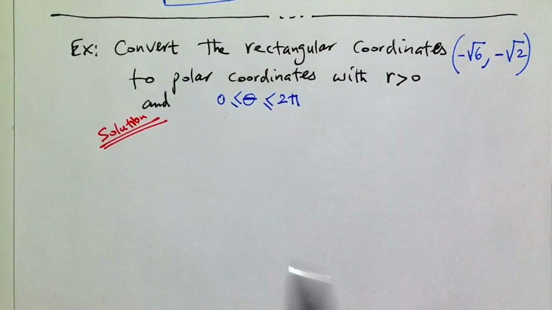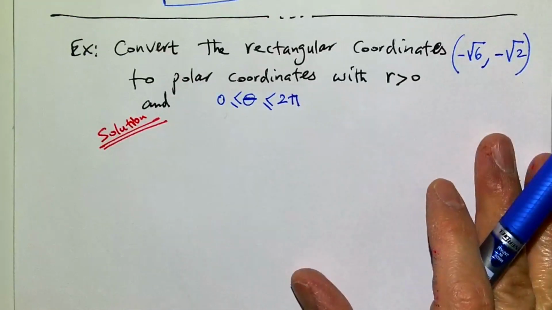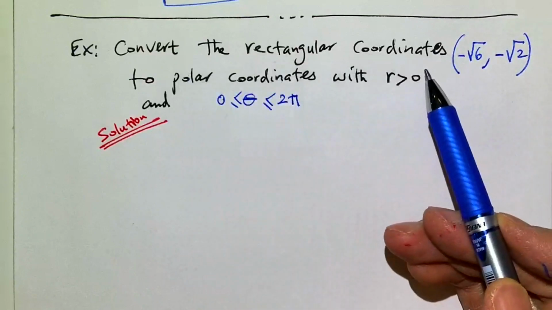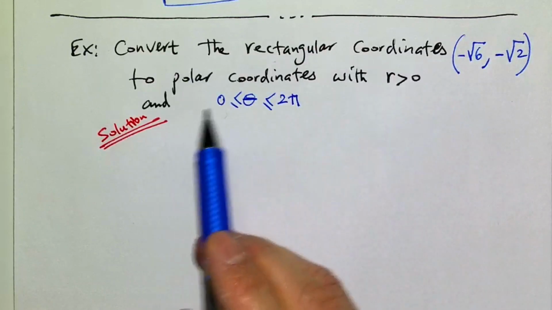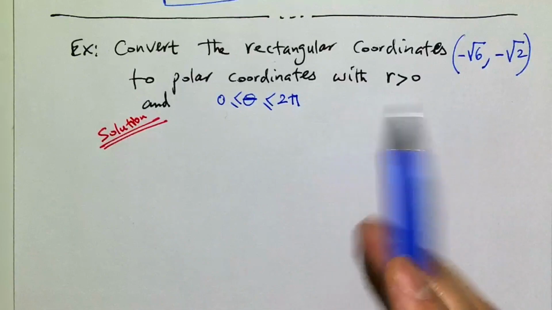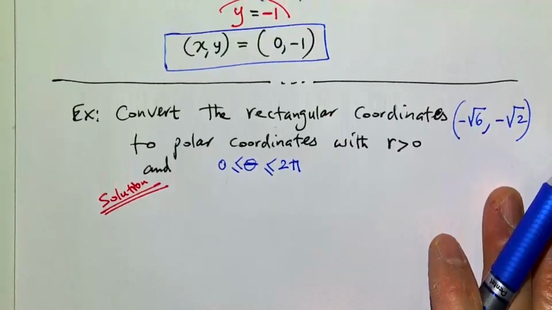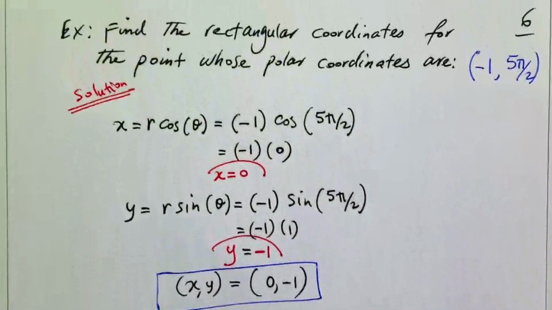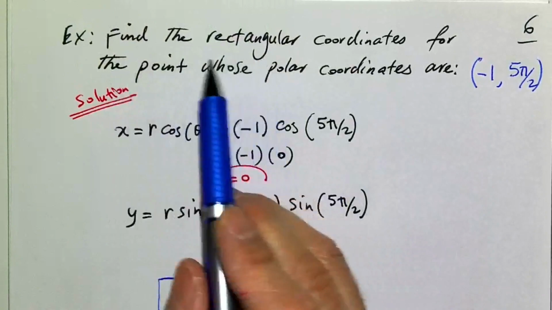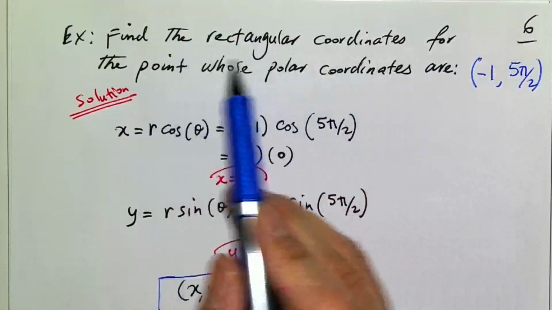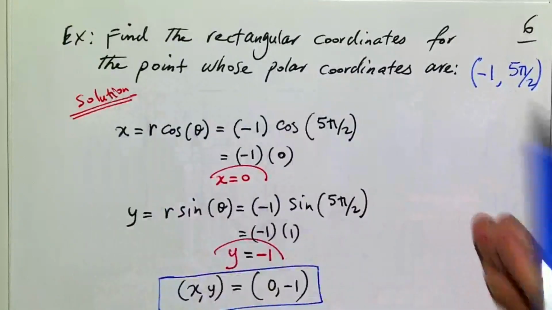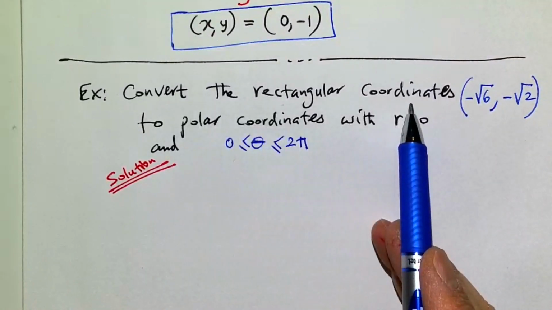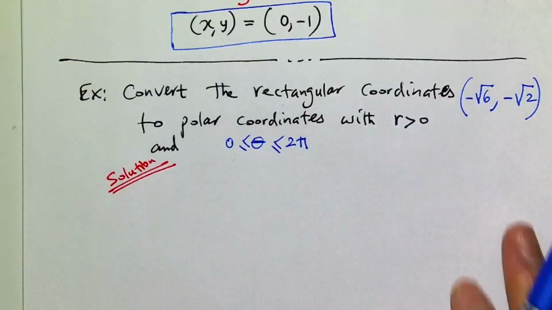All right, so here we're going the opposite of what we did before. We're actually going to convert the rectangular coordinates for the point to polar coordinates. So yes, we're going the opposite. Here we were looking for the rectangular coordinates given the polar coordinate. Here we want to convert the rectangular coordinates to the polar ones.